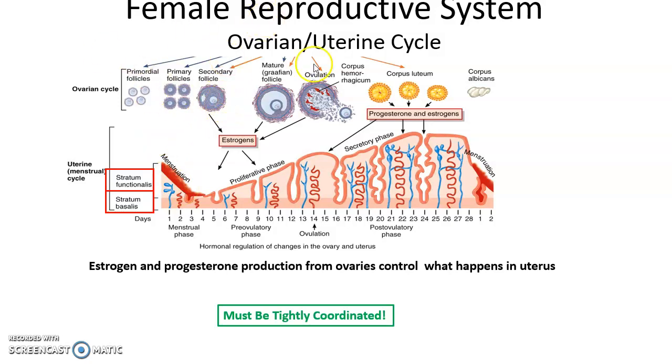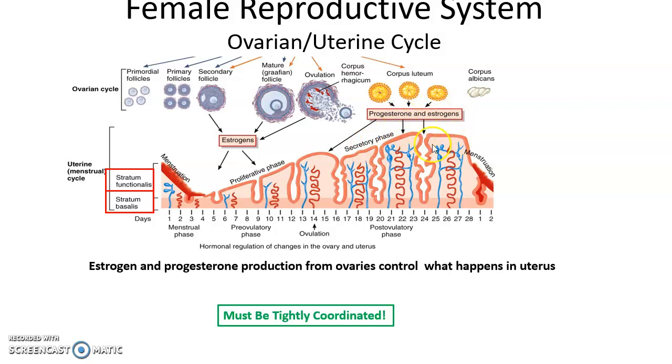Then, as follicle-stimulating hormone causes follicles to develop, those follicles produce estrogen. And estrogen will stimulate the reformation, the development of the functional layer. So the functional layer will reform because of the estrogen produced by the follicles in the ovaries. After that, of course, ovulation, and then we have the corpus luteum from the ovaries producing estrogen and progesterone.